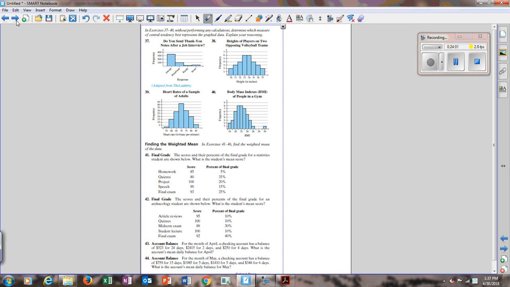When it's skewed right, it's going to be the opposite. Your median will still be the middle, your highest bar is going to be the mode, and your mean would be the one furthest to the right. But anyhow, number 38.